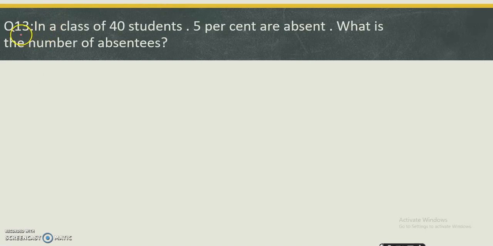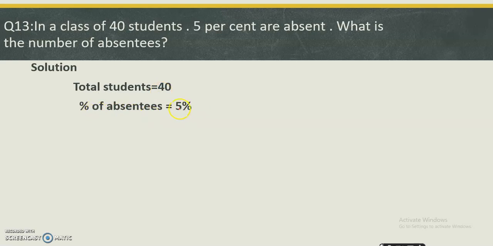Now question number 13 of this exercise is, in a class of 40 students, 5% are absent. What is the number of absentees? Total students in a class is 40. Percentage of absentees is 5%. And we have to find the number of absentees. So we just have to find the 5% of 40 to find the number of absentees. So 40 multiplied by 5, and for percentage divided by 100.